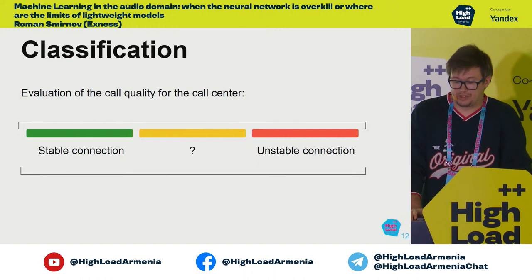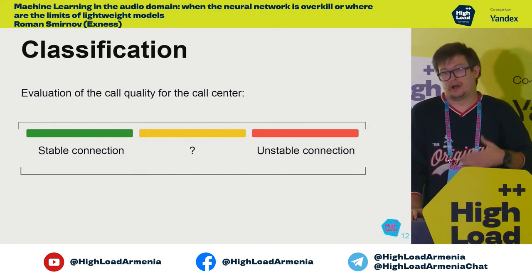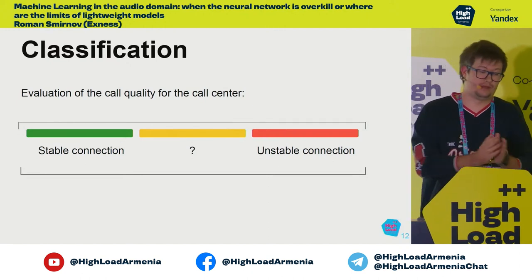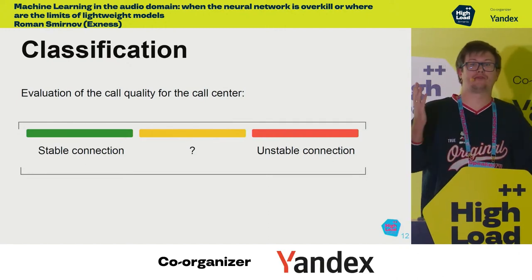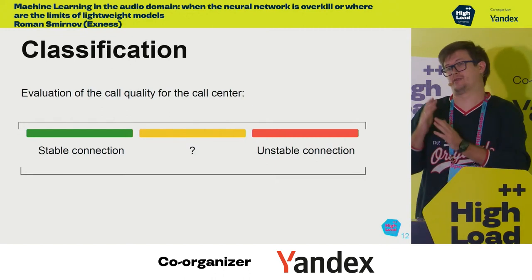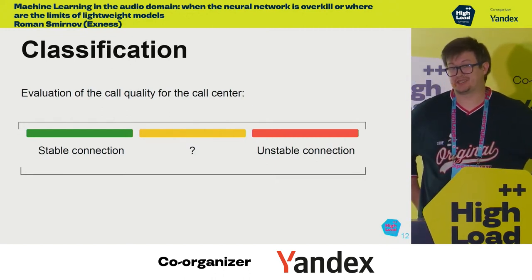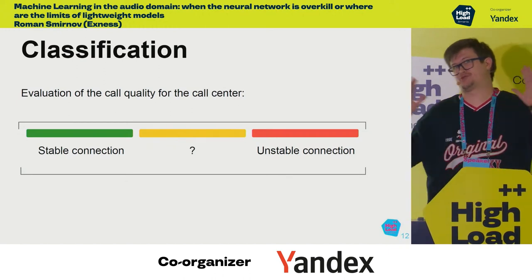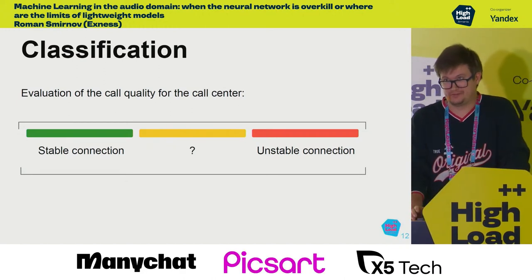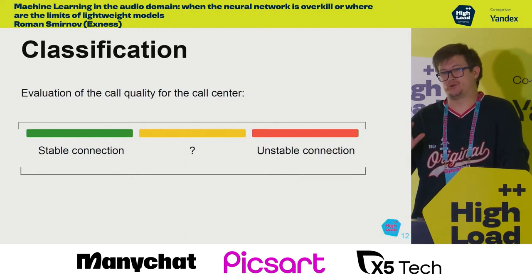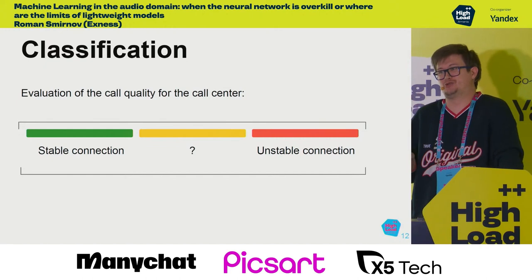Let's call it unstable connection. On the other hand, we have stable connection, the situation when the connection is good, we can understand everything the operator said, everything the client said, and so on. We try to collect such a data set. We extract tons of our audio files. Of course, this data set was highly imbalanced because usually connection is good.